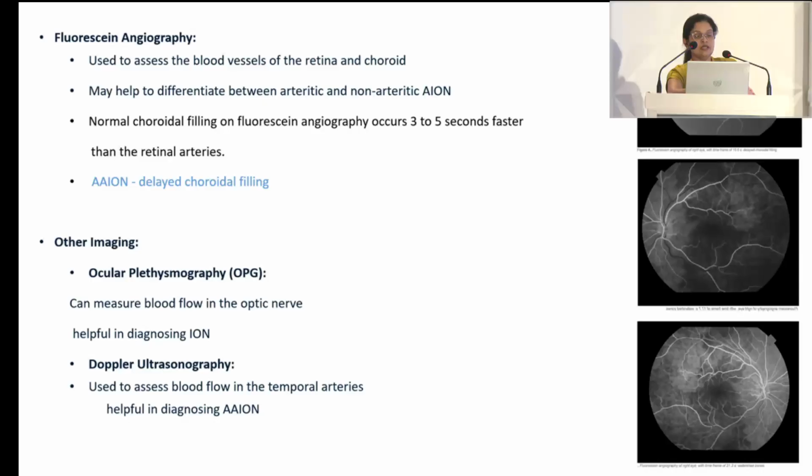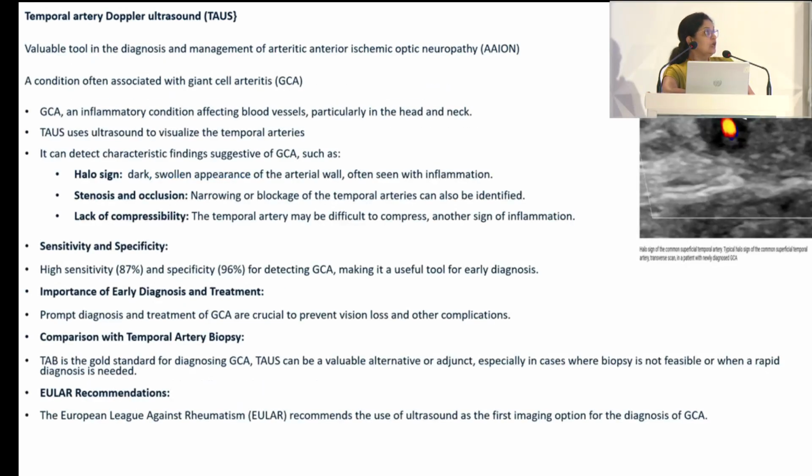As we all know, there's a delayed choroidal filling in arteritic type. Other imaging modalities are ocular plethysmography, which can measure the blood flow in the optic nerve, and Doppler ultrasound, which is helpful in diagnosing anterior ischemic optic neuropathy. A little bit about the temporal artery Doppler ultrasound.